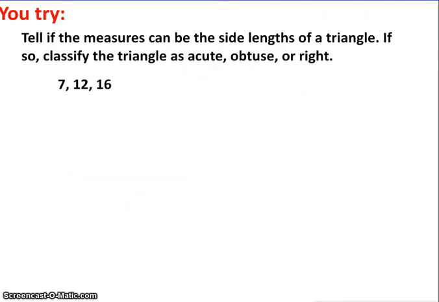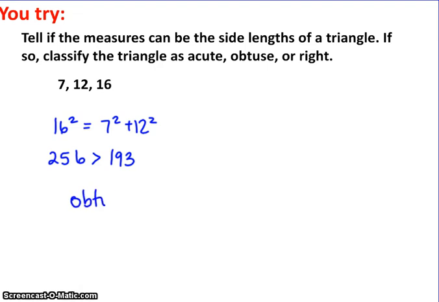Alright, so take a minute and solve this problem. Go ahead and pause the video, and then we can re-click it and get it going to see if you got it correct. So the largest side here is 16, so I would do 16 squared equals 7 squared plus 12 squared. 16 squared is 256. 7 squared plus 12 squared is 193. So C squared is actually going to be larger than A squared plus B squared, so this is an obtuse triangle.